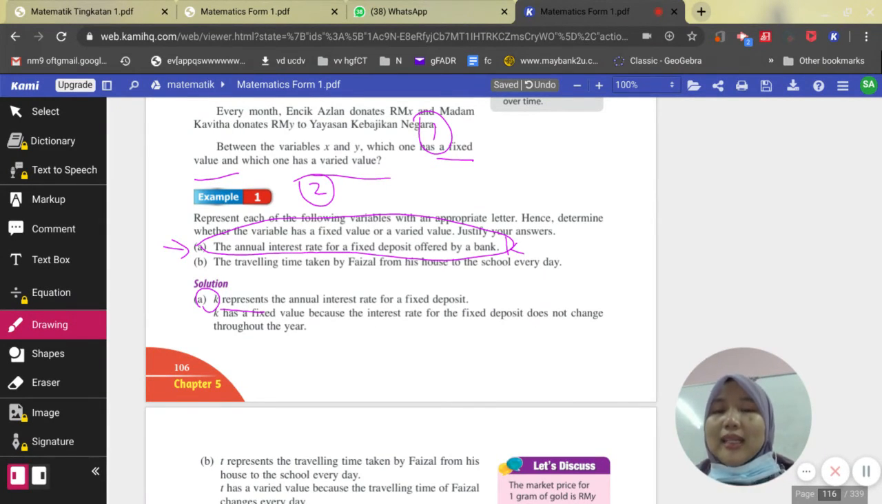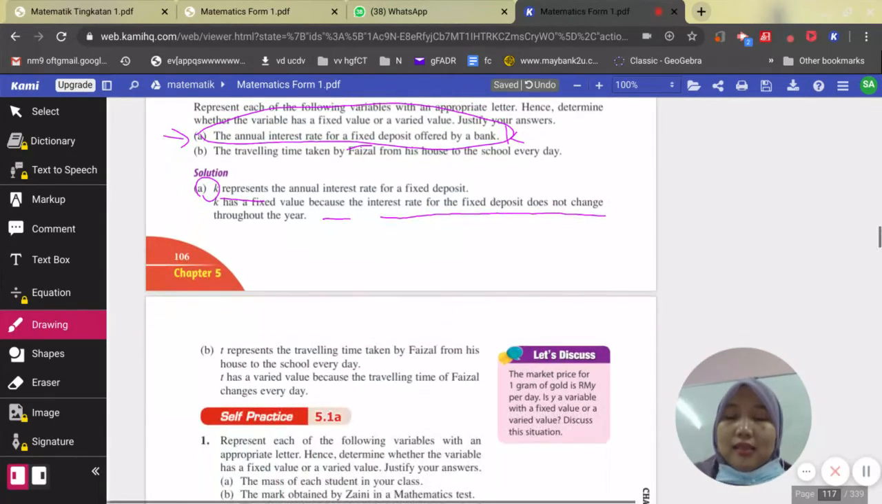Okay, and then kita decide lagi. Adakah ada fixed value? Ada perkataan fixed di situ kan? So it is a fixed value. So K has a fixed value. Kena bagi tahu lagi. Kenapa? Because the interest does not change. Itu saja. Biasanya dia fixed sebab dia does not change. Easy one.